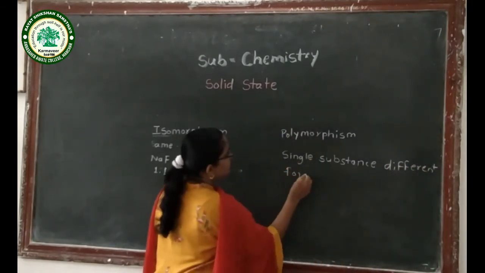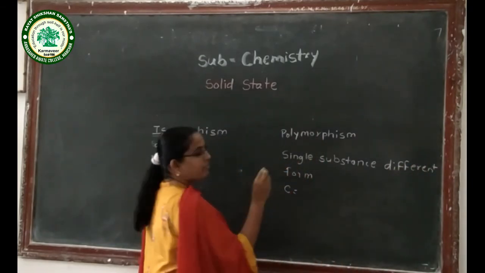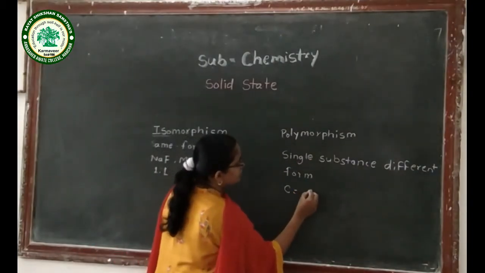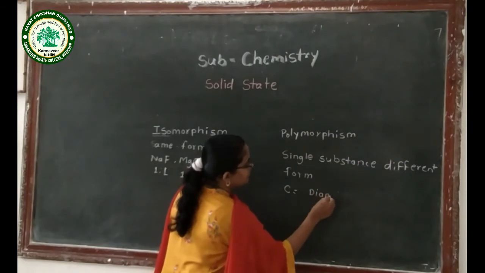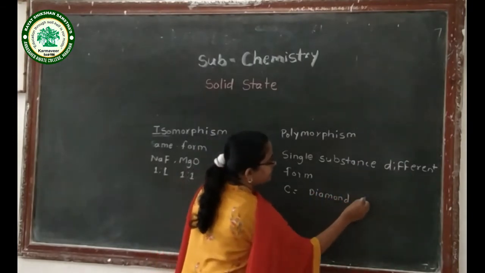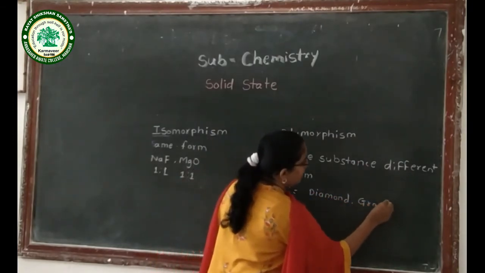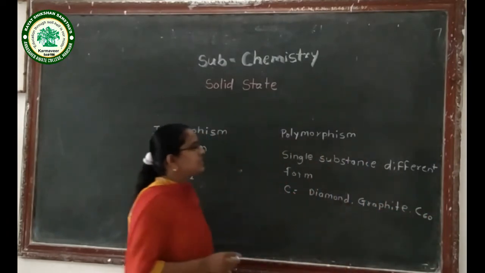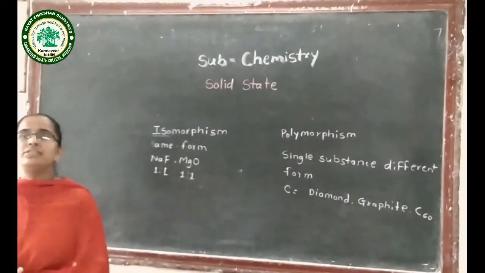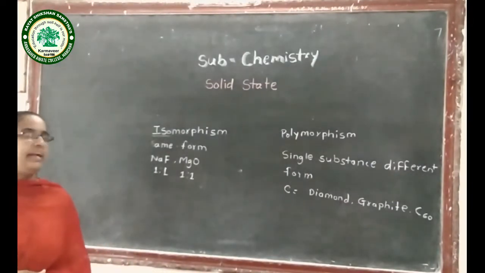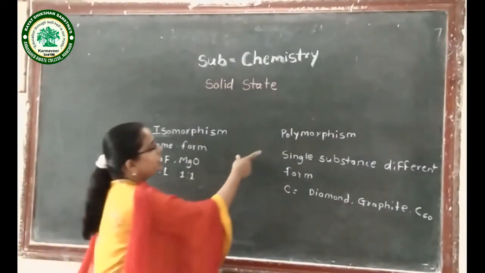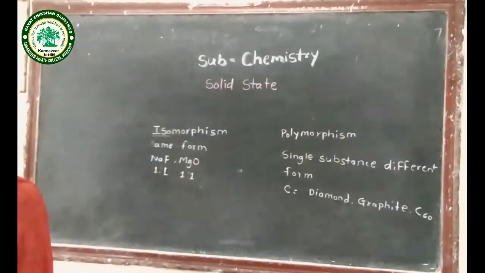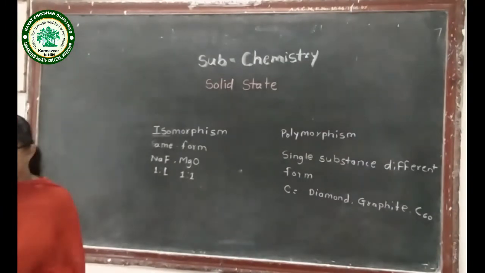For example, carbon. Carbon shows 3 different forms, that is diamond, graphite and fullerene. Fullerene is also called carbon 60. Means single carbon shows these 3 forms, that is diamond, graphite and fullerene. This phenomenon is called polymorphism. These are also the allotropes of carbon.